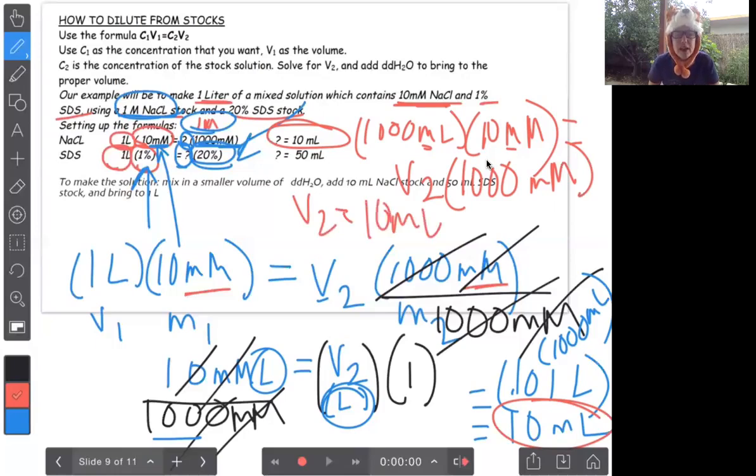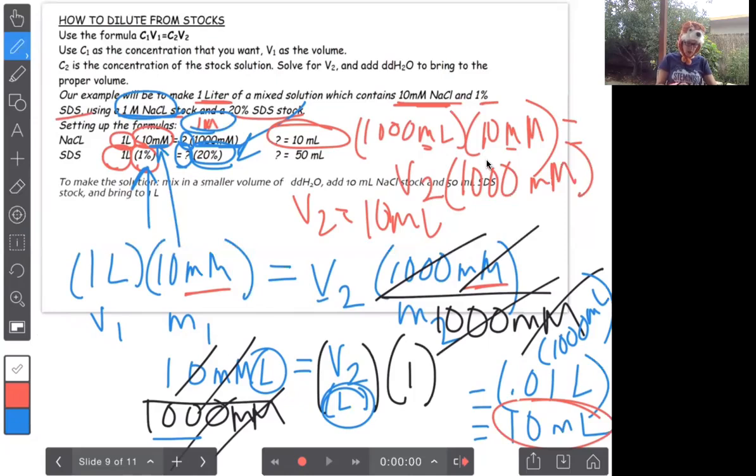Because what if you forgot? What if you got the 0.01 liters, and you just zoned out and thought that meant milliliters, and you put 0.01 milliliters in? You are not going to have the correct sodium chloride amount. Correct? Correct.